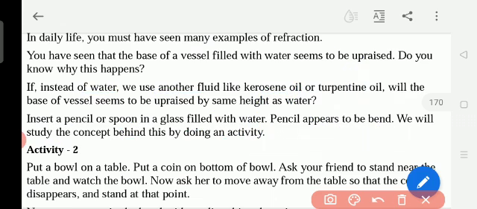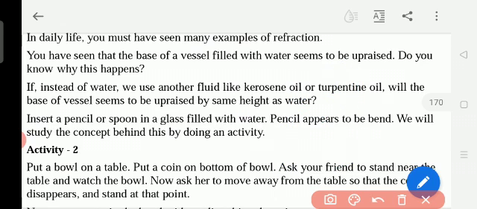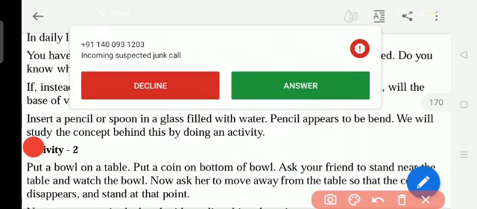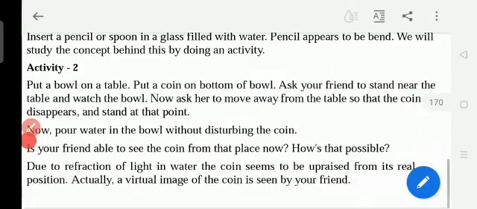And the next one, in a transparent glass you keep a coin, pour the water and observe it. You feel like the coin is raised, a little raised. Why are all these things happening? We will see now.